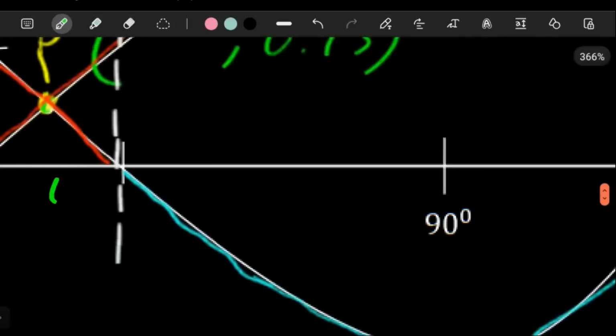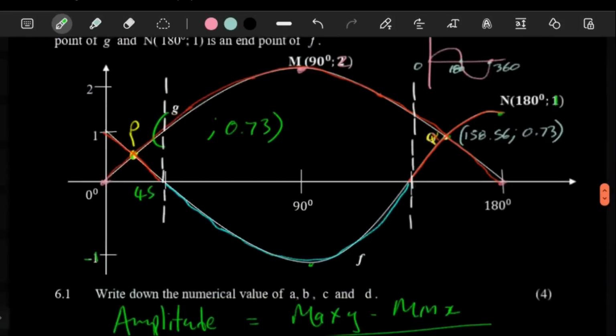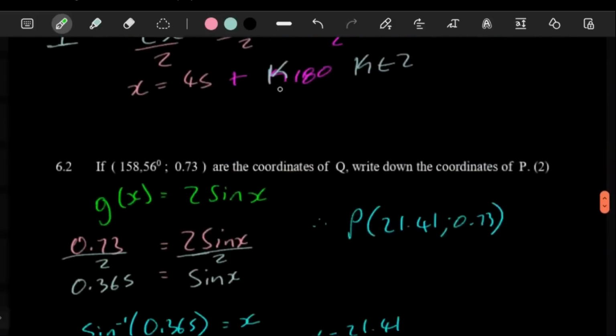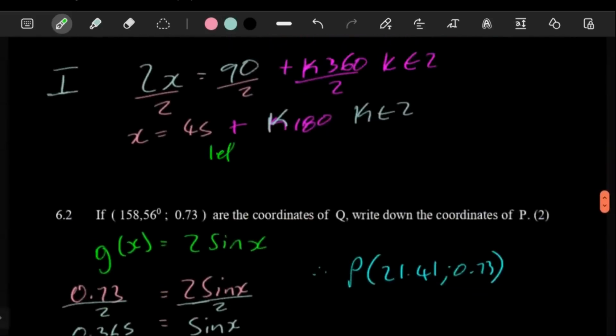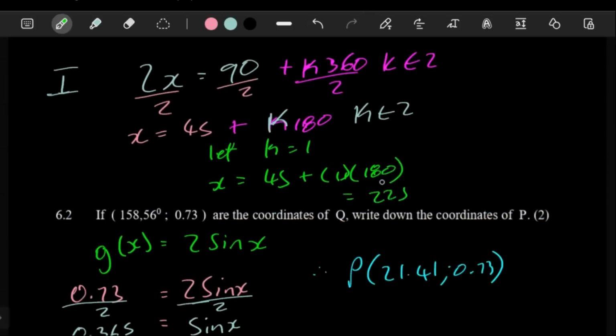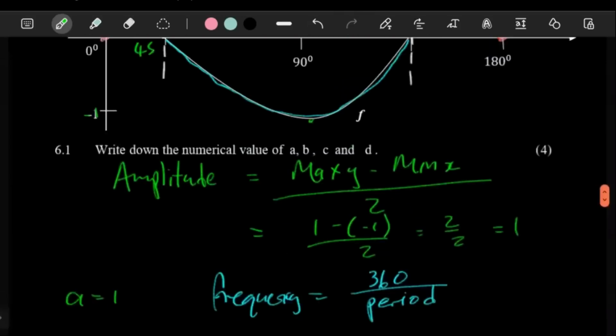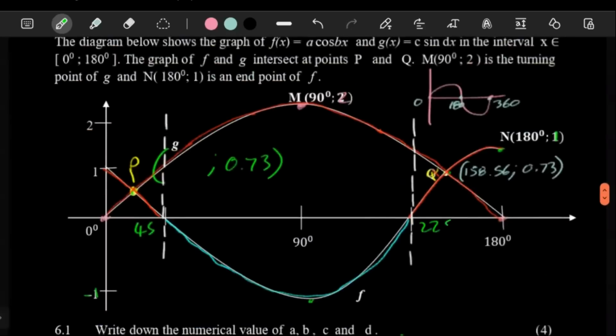They're telling us this is 45. So this, you're going to get it from just making k equal to 1, you see. Let k equal to 1. So you're going to have x is equal to 45, so you're going to have 45 here, right? Plus 1 times 180, which is 225. That's what you're going to get for x. So meaning this is 225.